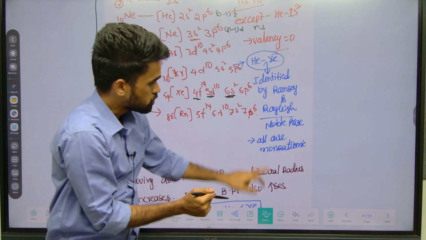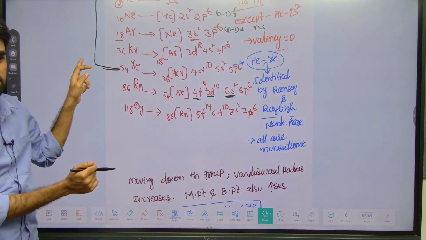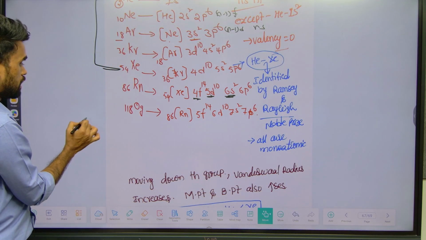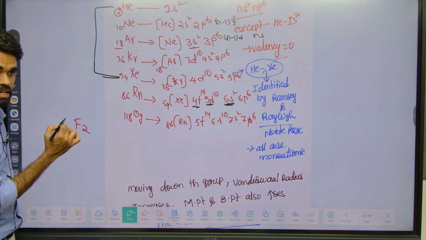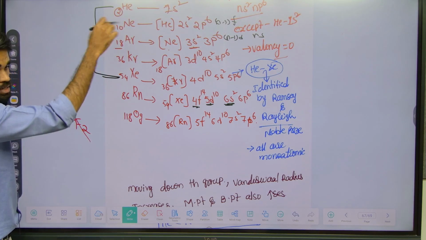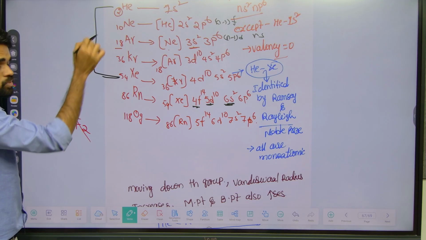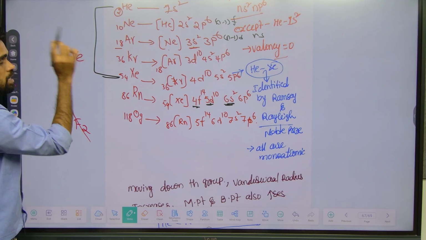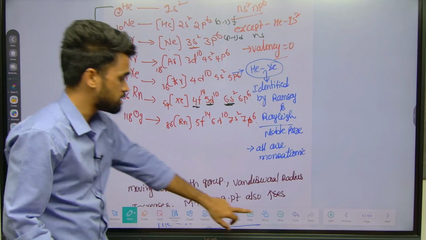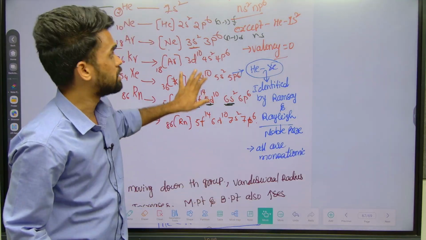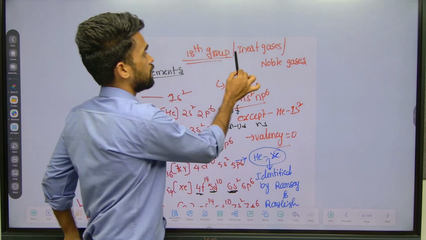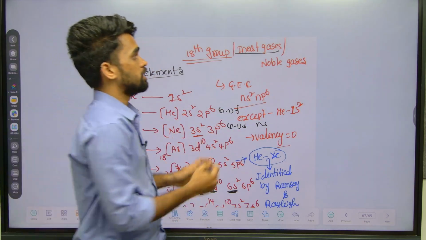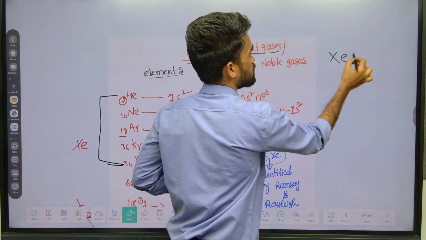So all of these are monoatomic. Like fluorine and the halogens, as we discussed, are diatomic. But the inert gases, noble gases, are monoatomic; they exist independently. Next thing is, previously they were considered to be inert gases. But later they got to know xenon has some reactivity.